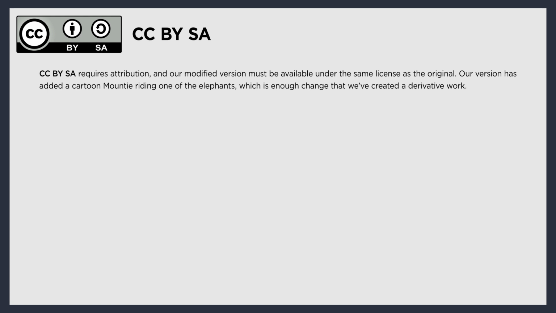CC BY-SA requires attribution, and our modified version must be available under the same license as the original. Our version has added a cartoon Mountie riding one of the elephants, which is enough change that we've created a derivative work.